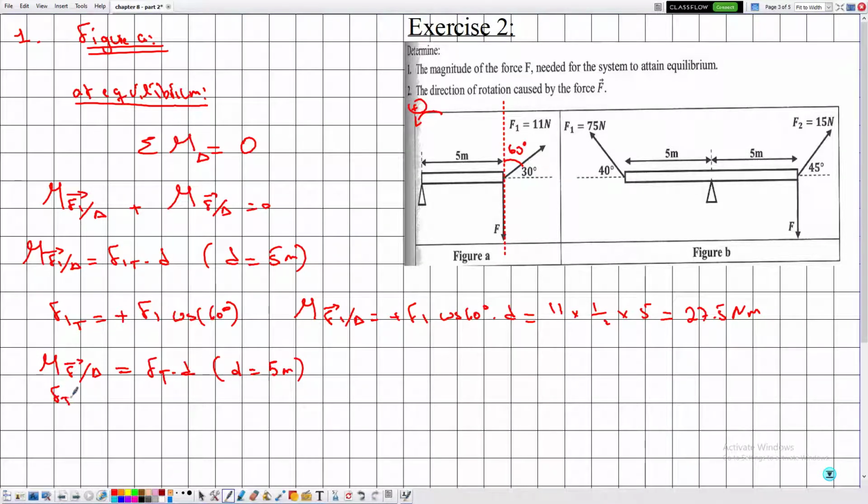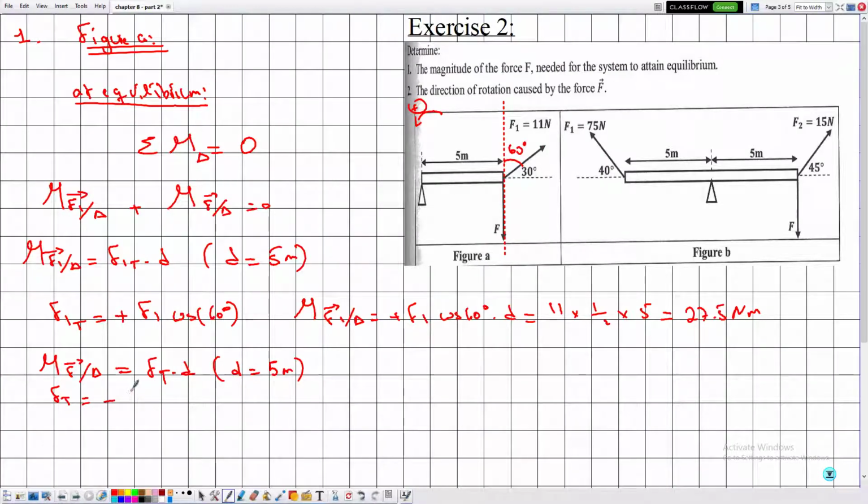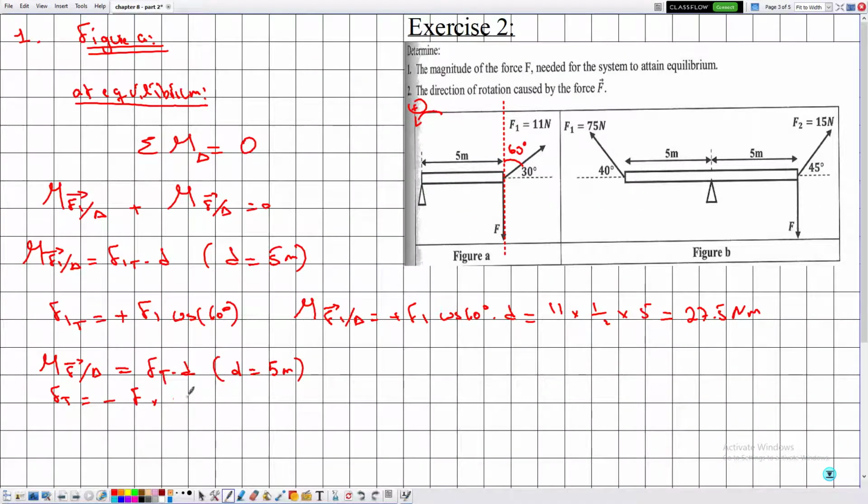Now as for F tangential, notice that F in this case will try to rotate the beam in the negative direction, multiplied by F multiplied by the cosine. So notice that in this case F completely lies on the tangential direction, so no need for the cosine. So in this case the moment of F over delta is equal to minus F multiplied by D, which is equal to minus 11 multiplied by 5. Sorry, we don't know the value of F, so it's equal to minus F multiplied by 5.